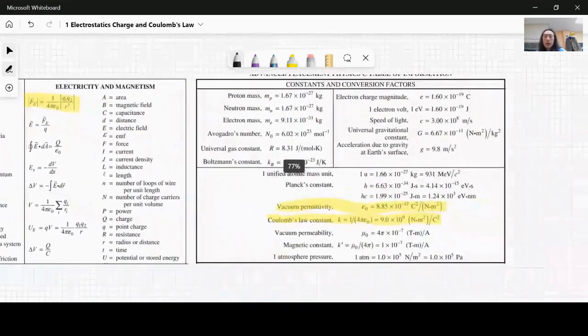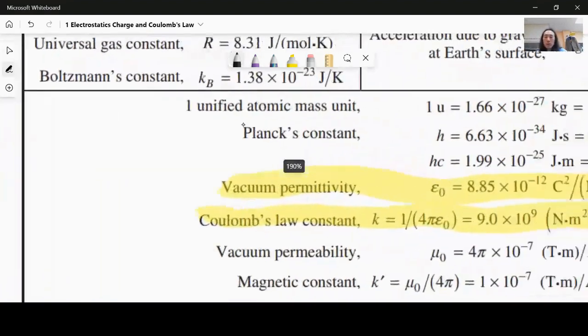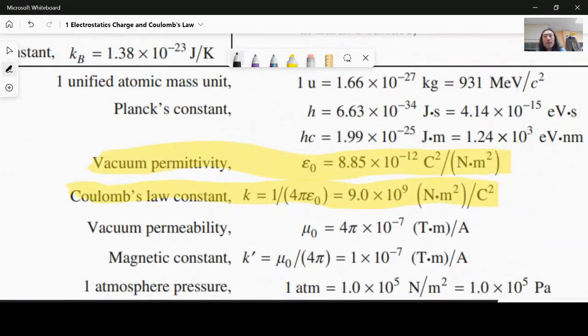Cool. And the other one I want to show you is the front of the equation sheet. We see where we can find Coulomb's law. They have notated it as a lowercase k equal to 1 over 4 pi epsilon naught, 9 times 10 to the 9, with the units of Newton meter squared over Coulomb squared. And just in case we need that in the future, we also have the epsilon naught, which is the vacuum permittivity.